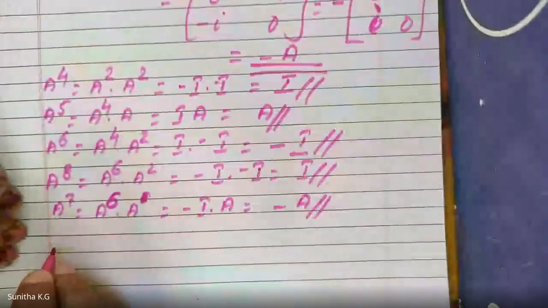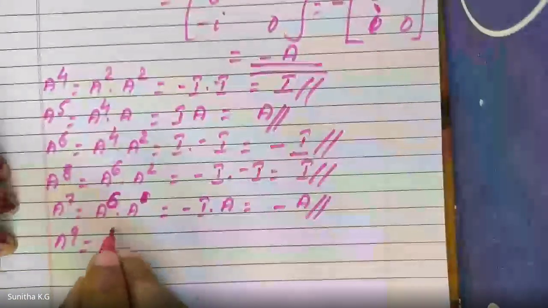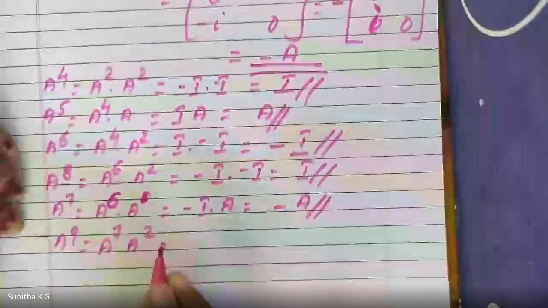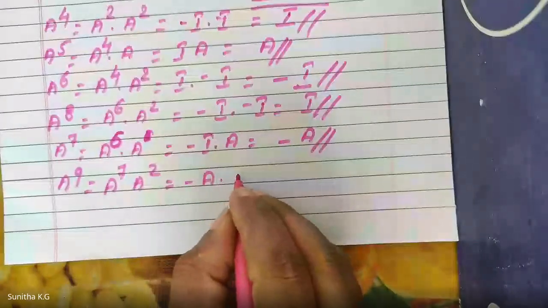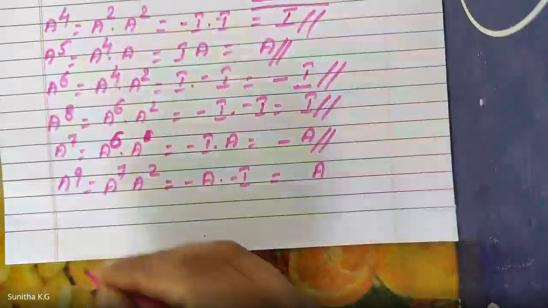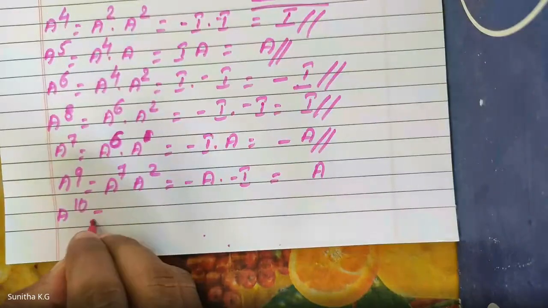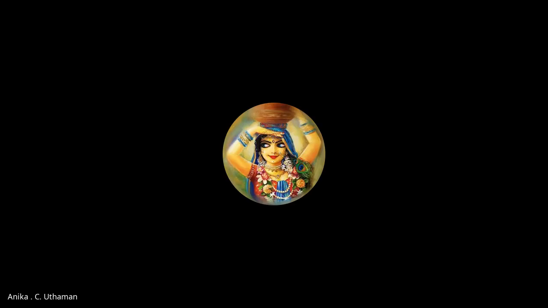Minus A. A raised to 9 is A raised to 7 into A raised to 2. Correct? Yes, teacher. Minus A into what is A square we have obtained? Minus I. That's equal to A. A raised to 10 equal to A raised to 8 into A square. Is it right?